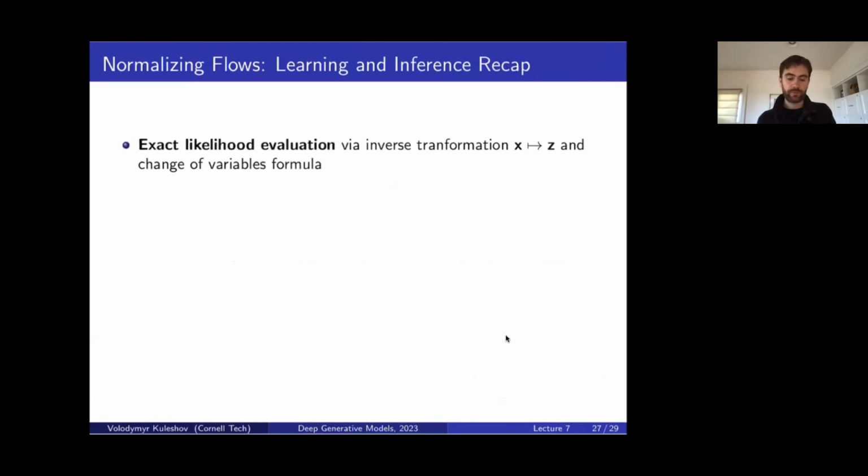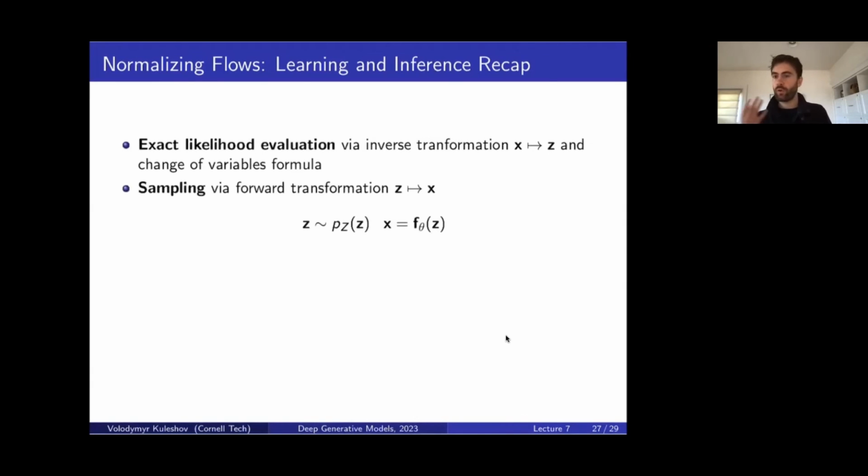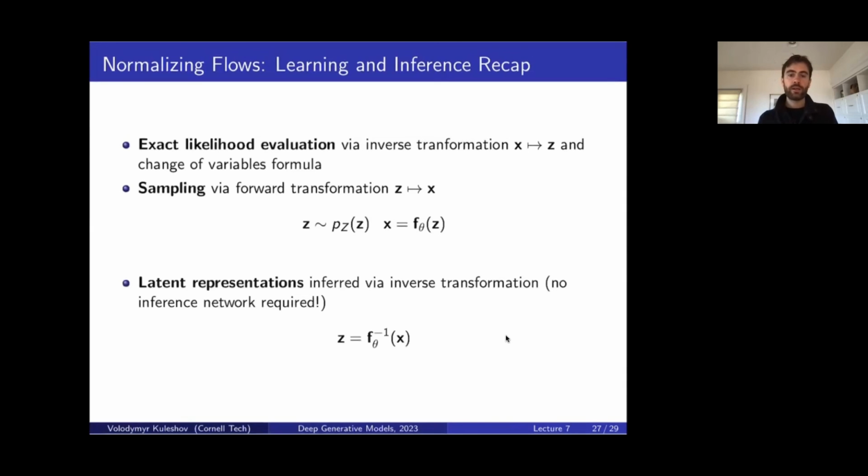Now, the benefits of normalizing flows, again, are exact likelihood evaluation. Because this transformation x to z is invertible, we can apply the change of variables formula to get exact likelihood. We can also sample from these models easily. We perform ancestral sampling, which means we sample z from the prior and then we pass z into f to obtain x. And we can also perform latent inference. We can discover latent representations by taking an x, passing it into the inverse of f, and that gives us a z.